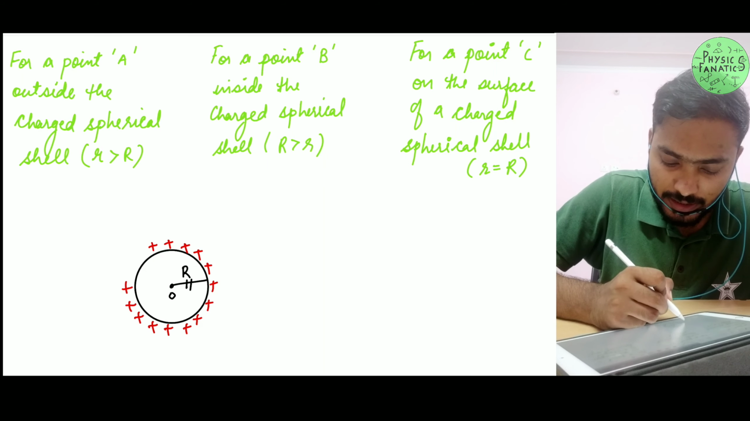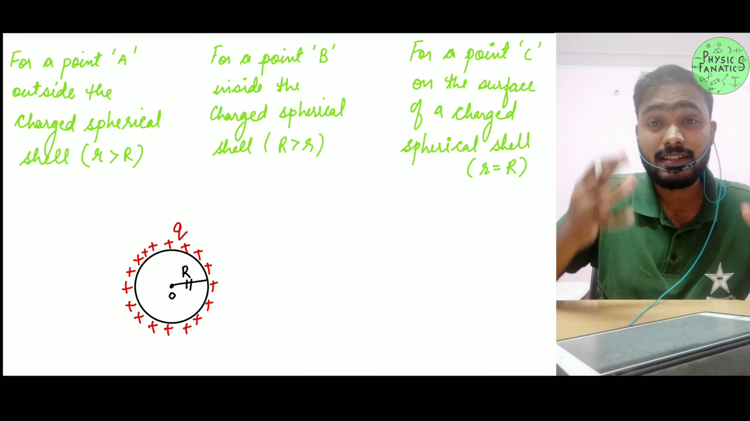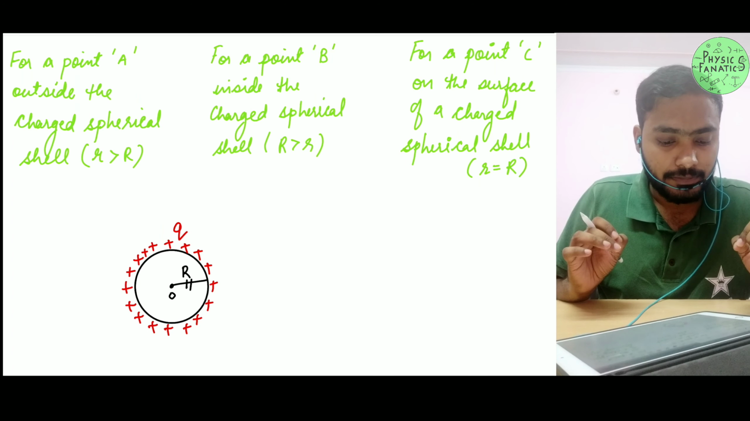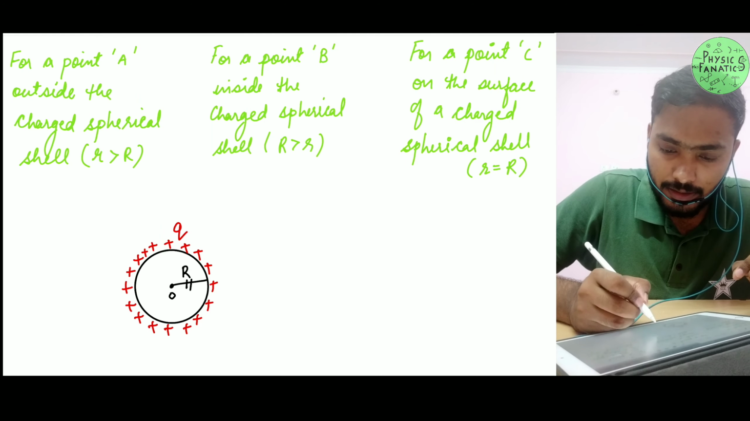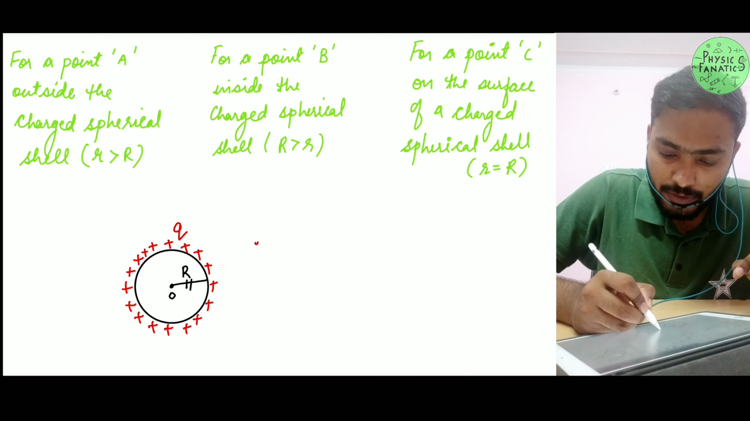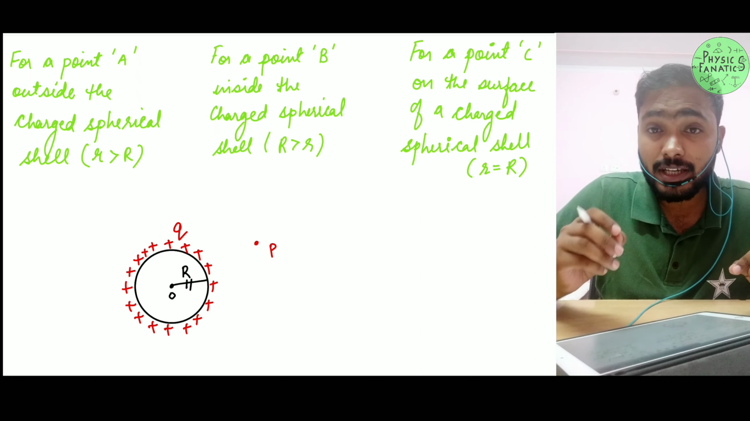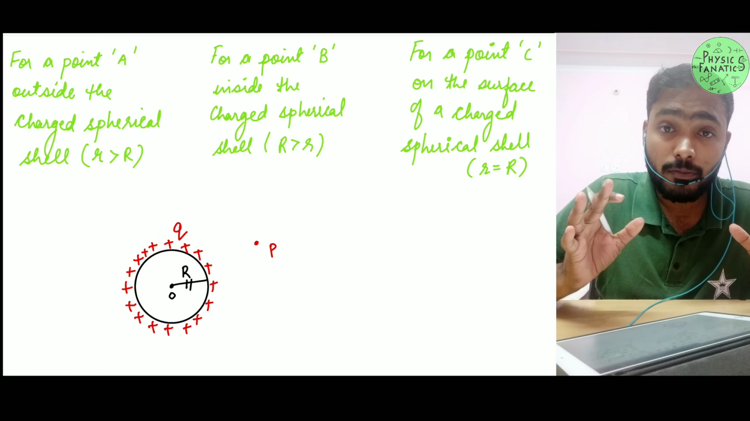So all of the charge is at the surface, and let's say this has some charge q on the surface, right? Okay, great. Now we are supposed to find out the electric field at this point P, right? And how am I going to do it?